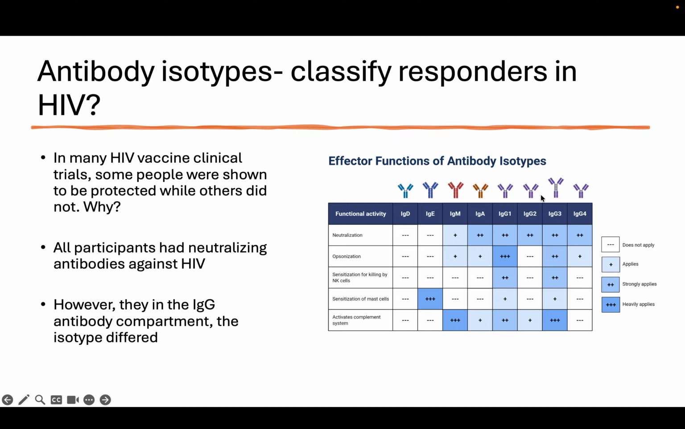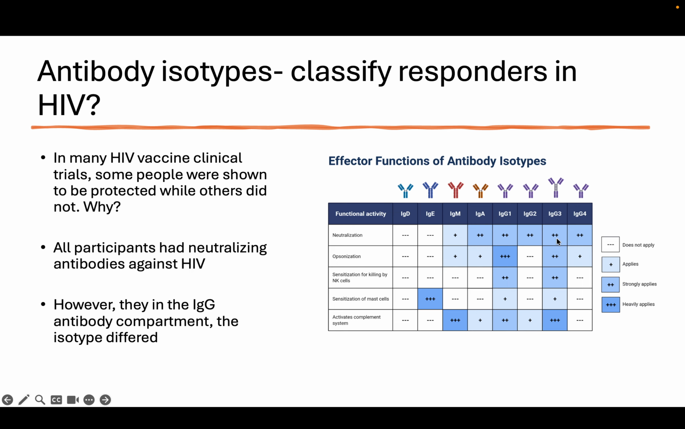So within IgG antibodies in humans, there are literally 4 isotypes: IgG1, IgG2, IgG3, and IgG4. So yes, I need you guys to remember this, to memorize this, that there are 4 isotypes of IgG in humans: 1, 2, 3, and 4.